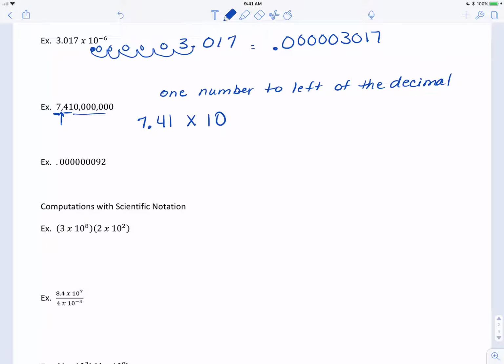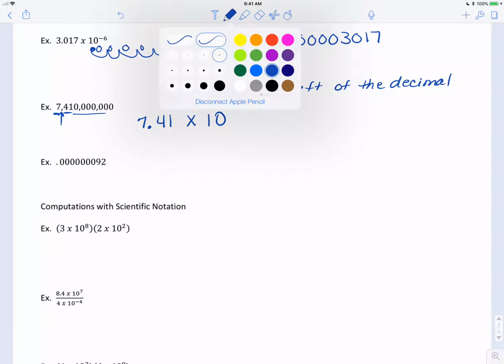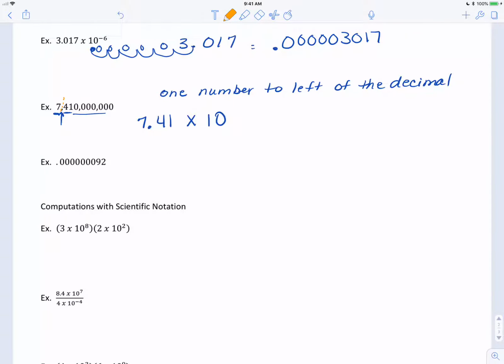Then you say times 10. Well, how many spots did we move it? Well, if we're putting our decimal in right here, let's just count. Our decimal is normally back here at the very end, so we're going to say that's 1, 2, 3, 4, 5, 6, 7, 8, 9 spots. So we're going to put a 9 there. So 7.41 times 10 to the 9th power. So that's how you write that.